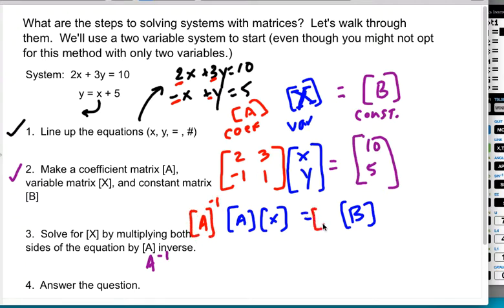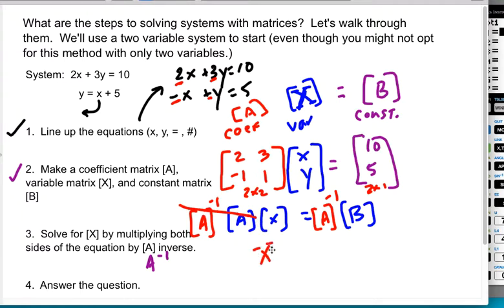You don't need to put the brackets around it, but I'm using them. Now the A inverse is going to go in front. The reason that makes sense is that this is a 2 by 2 matrix, right? So its inverse is also 2 by 2, and this is 2 by 1. You can't do B times A inverse. You'll get an error. So A inverse times A is going to cancel, right?